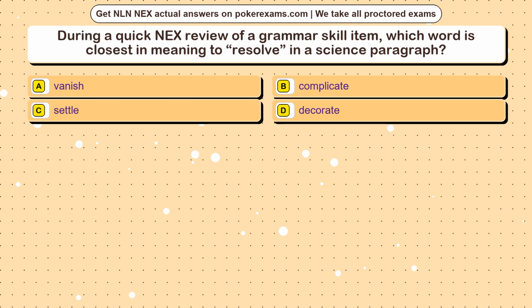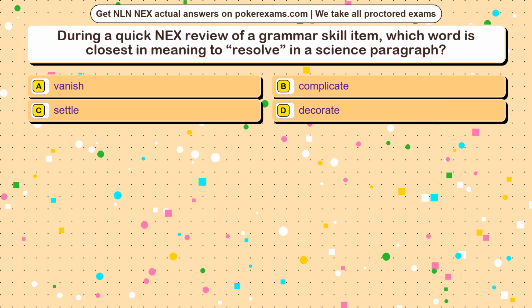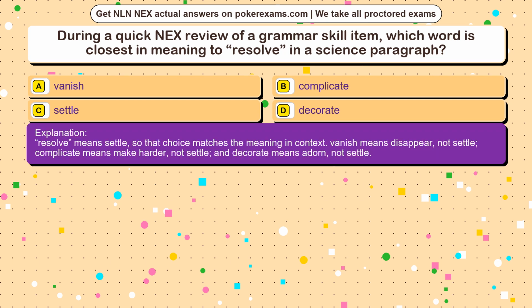Question 2. During a quick NEX review of a grammar skill item, which word is closest in meaning to resolve in a science paragraph? Option A, vanish. Option B, complicate. Option C, settle. Option D, decorate. The correct answer is option. Resolve means settle, so that choice matches the meaning in context. Vanish means disappear, not settle. Complicate means make harder, not settle, and decorate means adorn, not settle.